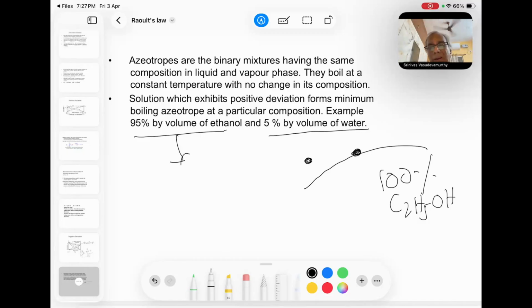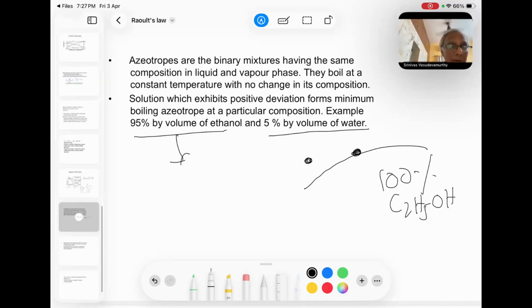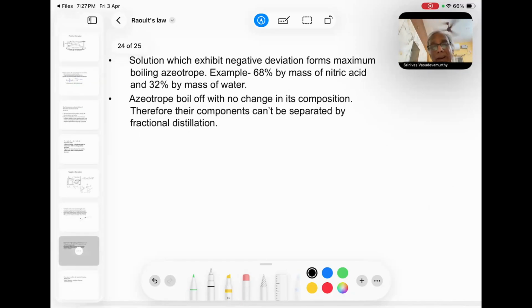Then I'll add some chemicals to remove the remaining water, some agent which can absorb water molecules, to make it 100% ethanol. Now, a negative deviation example, a maximum boiling azeotrope, is 68% by mass of nitric acid and 32% by mass of water. The azeotrope boils off with no change in its composition. Therefore, its components cannot be separated by fractional distillation. I can go only up to 68% by mass of nitric acid, or only up to 95% by volume of ethanol.